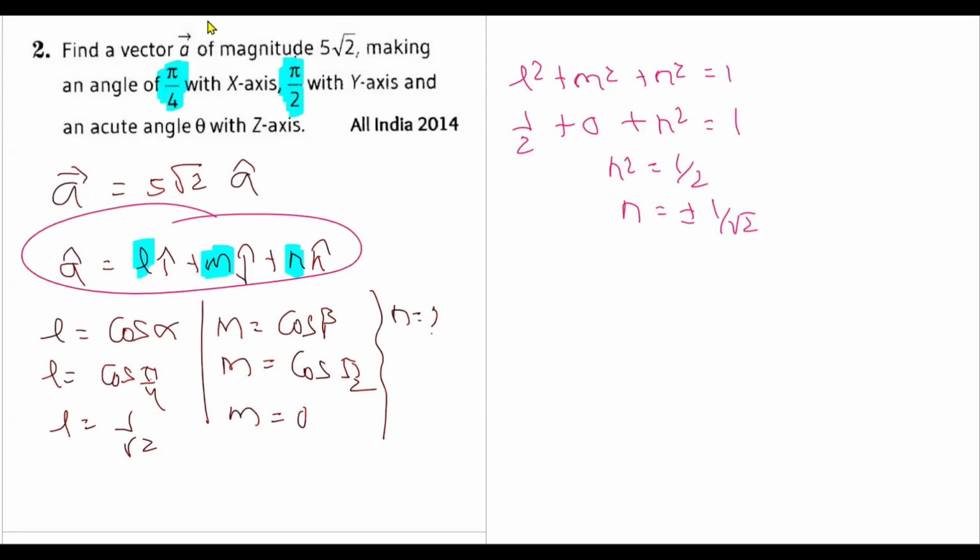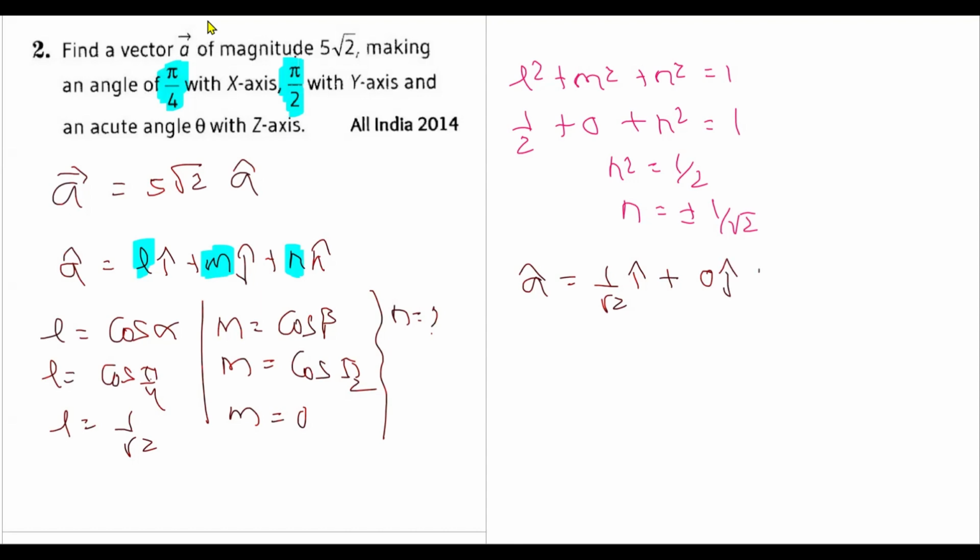Replacing element with this. So in order to get a cap here, what is a cap? L, which is 1 by root 2 times i plus m. M is 0, so let's write 0j plus n, which is just taking the acute angle. So I'll take positive, and this is n. Once you get a unit vector, you have to find a vector of magnitude 5 root 5, so you'll be multiplying 5 root 5 to this. When this is multiplied by 5 root 5, I'm talking about this vector, right?